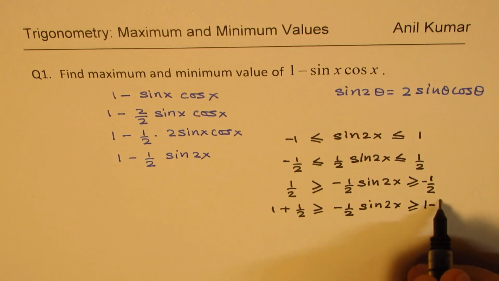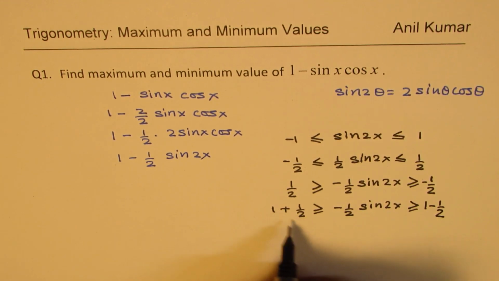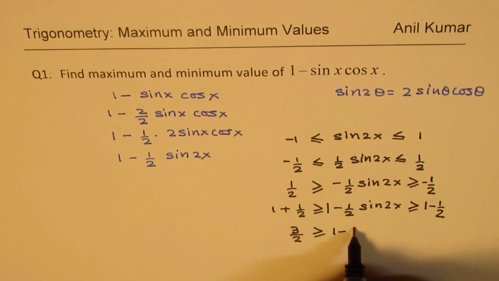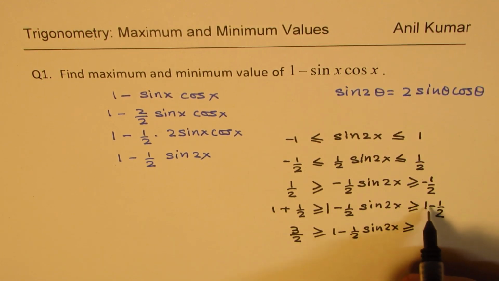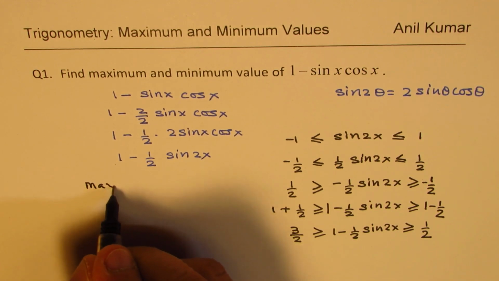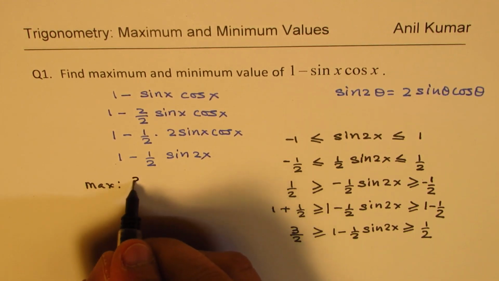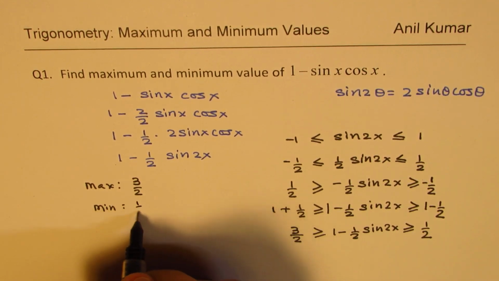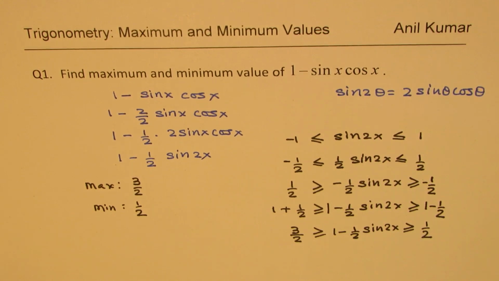We are adding 1, right? So what is this? This is 3 over 2. So that is the maximum value which this function can have. And for 1 minus half sine 2x, 1 minus half is half. So we now get the maximum value as equal to 3 by 2 and the minimum value as equal to half. Right? So that is how we could get the answer for the given function.